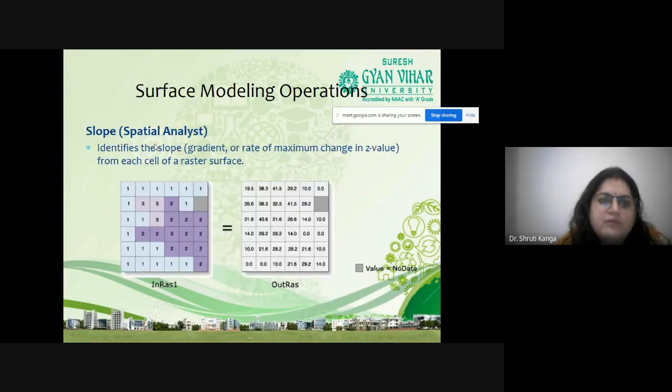Then the second one is the slope. The slope we can also get through the spatial analysis function of the raster calculator, and then we can identify the slope as the gradient or rate of maximum change in the z value. Z value means, x is your latitude, y your longitude, and z the elevation of each cell in the raster surface. So slope can be identified as the gradient or the rate of maximum change in the height of a particular area.